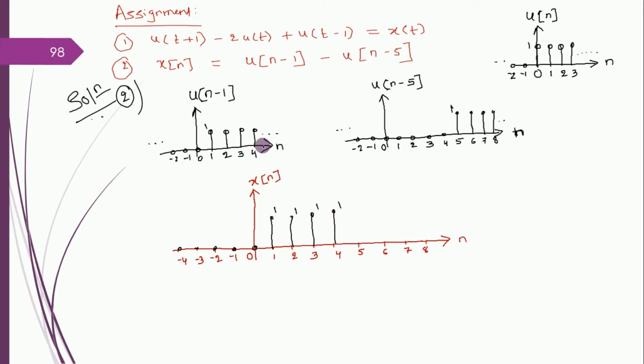At 5, let me draw that also. At 5, u of n minus 1's amplitude is 1, and u of n minus 5's amplitude is also 1. 1 minus 1 will result in 0. Same thing at n equal to 6: you will have 1 and 1, and 1 minus 1 will give you 0. It will continue thereafter. So this is the answer for assignment 2. Please cross check the answer that you have done with the answer in front of your screen.